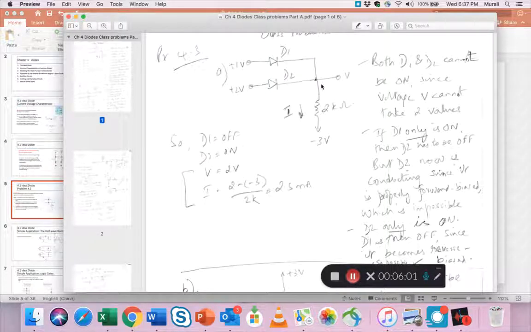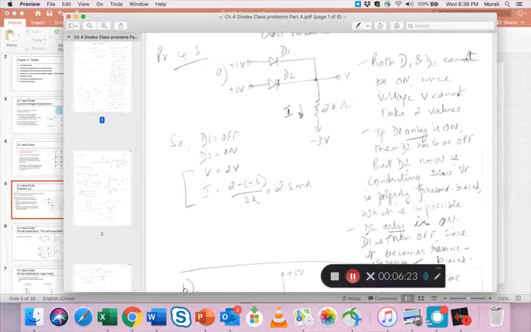So if D1 only is on, then D2 has to be off, right? Now let's say D1 is on and we get 1 volt here. D2 is really still forward biased, isn't it? Because you have the anode at 2 volts and the cathode at 1 volt positive, both are positive. And so in theory this is forward bias.